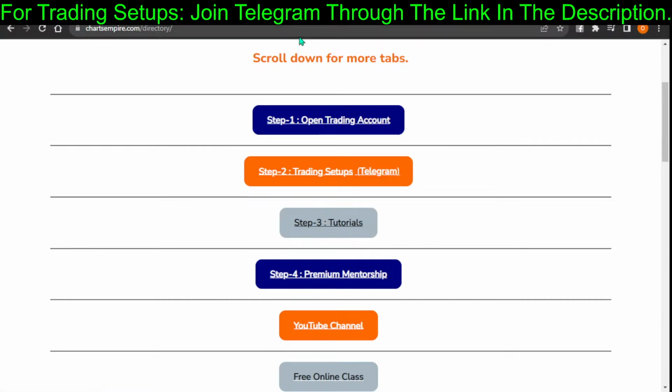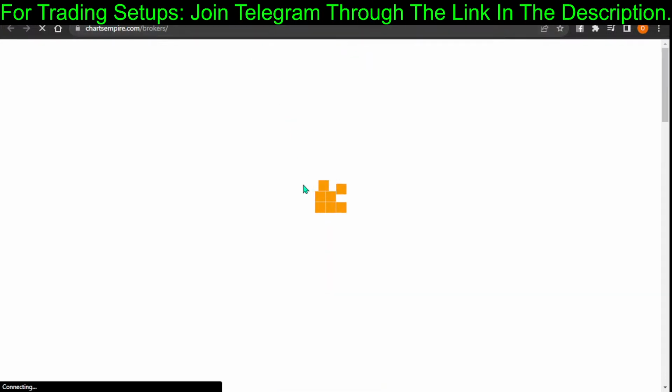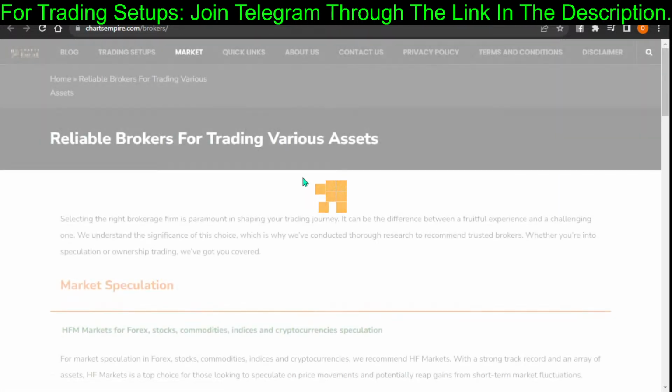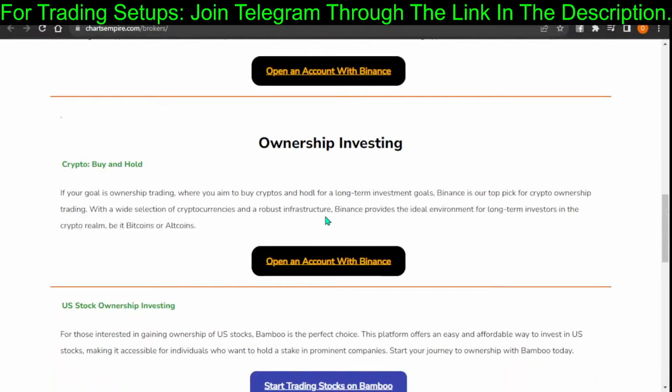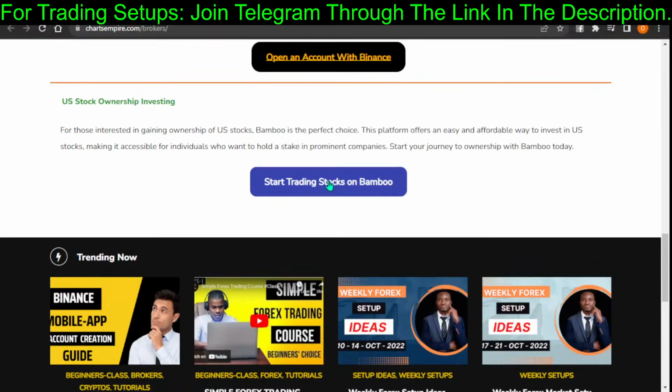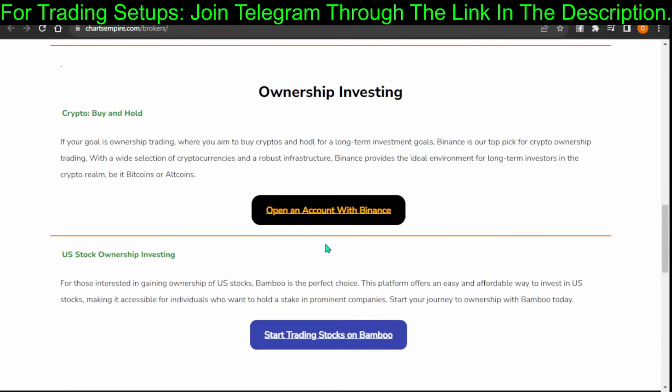I have two ways in which I invest in the stock market. I speculate and I own. I trade based on speculation and also invest based on ownership. For those of you who do not know the difference between speculation and ownership, speculation is a type of trade or investment whereby you make money through the rise and fall of prices of assets in the market. You can speculate on HF Market, and if you want to gain ownership, you can do so on Bamboo.